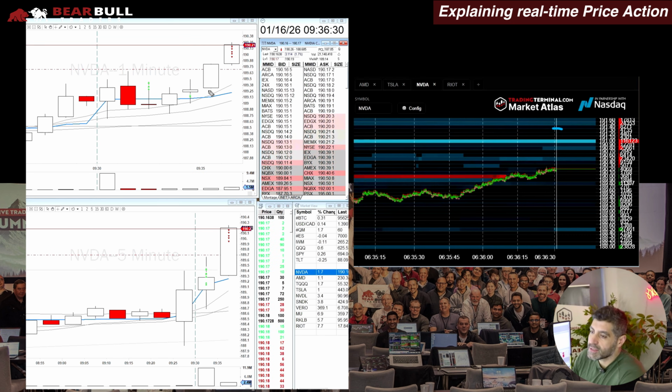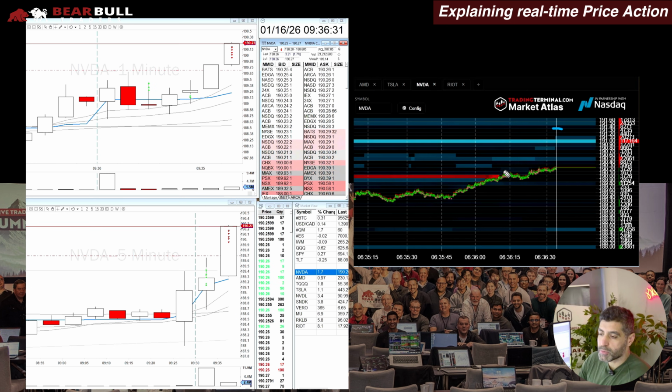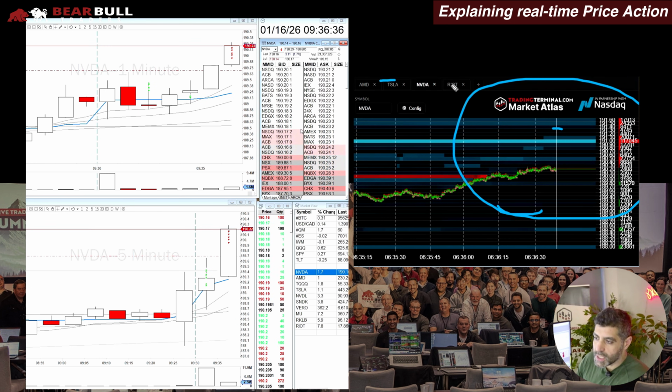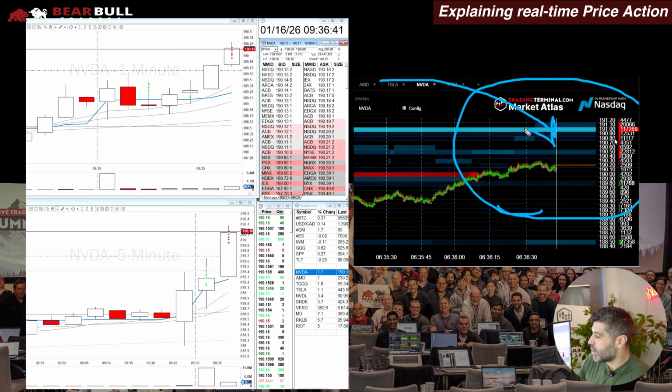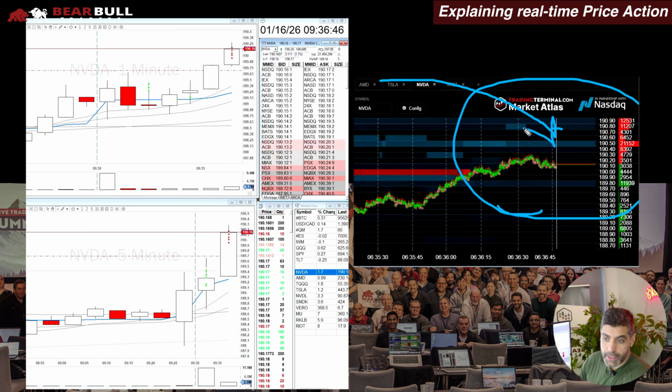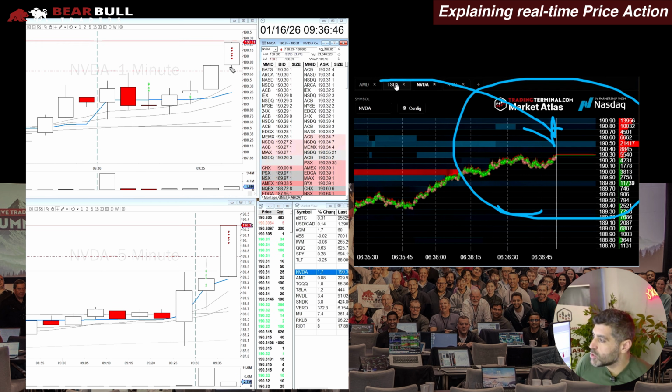Now, in a 5 minute, it turned out to be a really nice 5 minute range breakout. And again, very important to see how the Market Atlas is really moving in that area. So as you see, just continuing doing that.